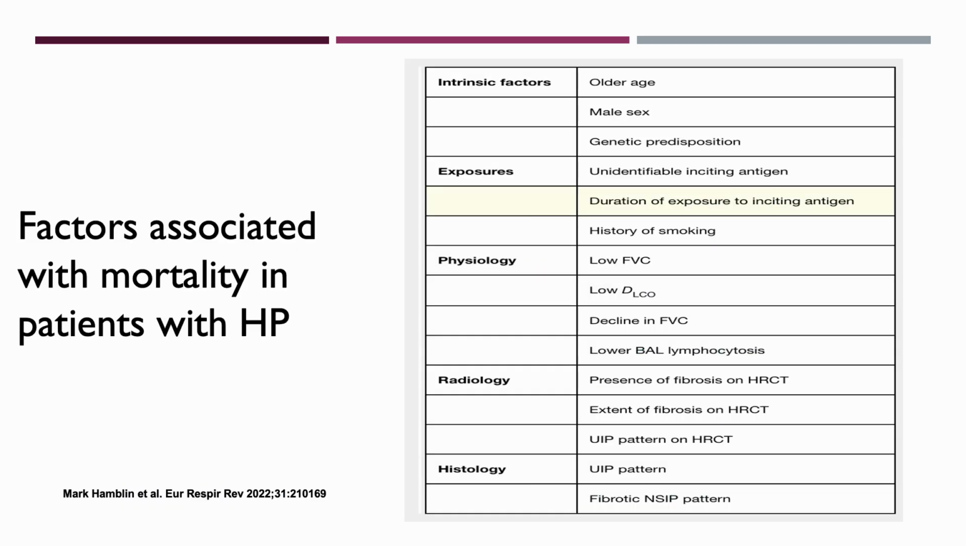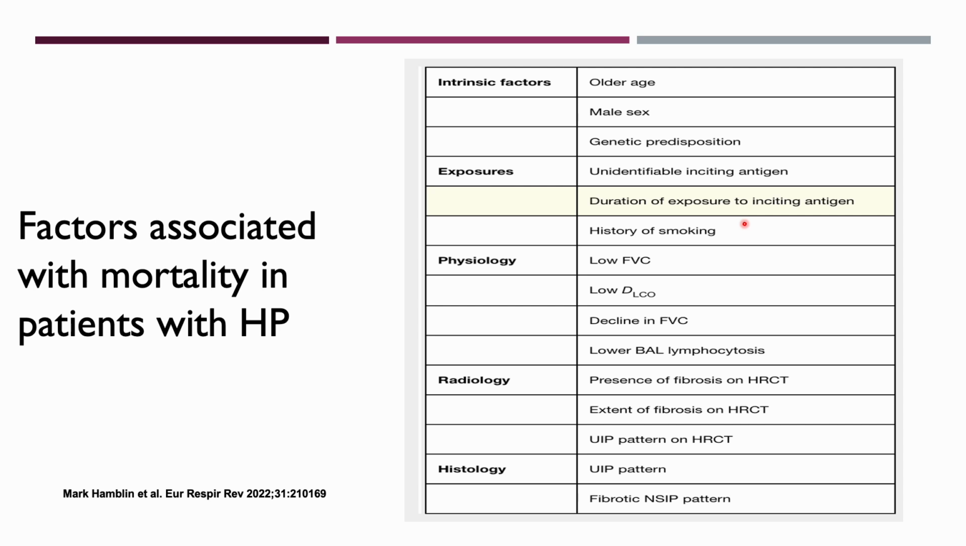These are the factors that are associated with mortality in patients with HP. And how I see this is that whenever you diagnose a patient with HP, they're bound to ask you, doctor, is it very serious? What can have more mortality is patients with older age. There are studies that show people above 65 have higher mortality compared to less than that. Male sex, genetic predisposition. If you're not able to find out the antigen, and the duration of exposure to the antigen has been high.